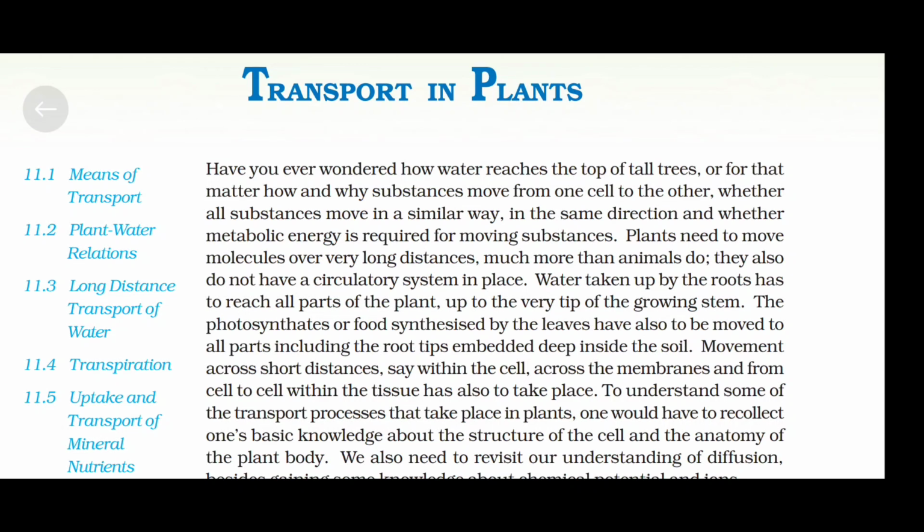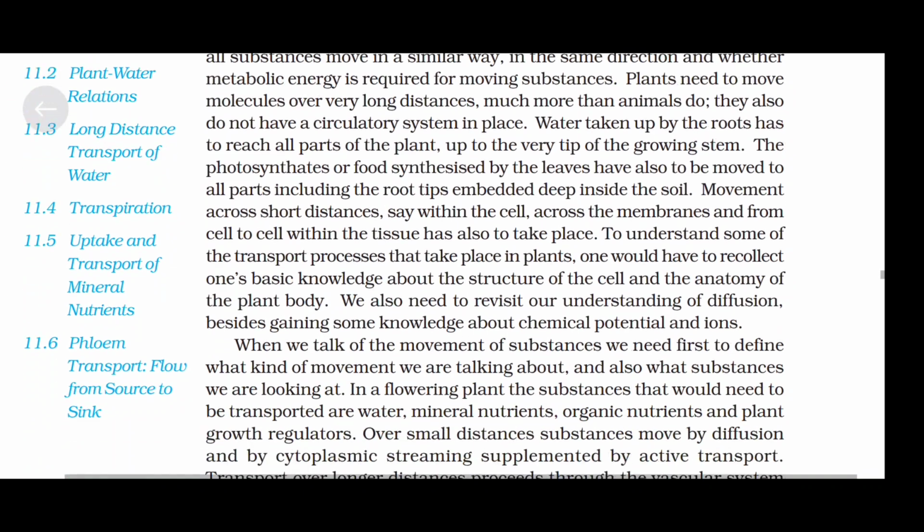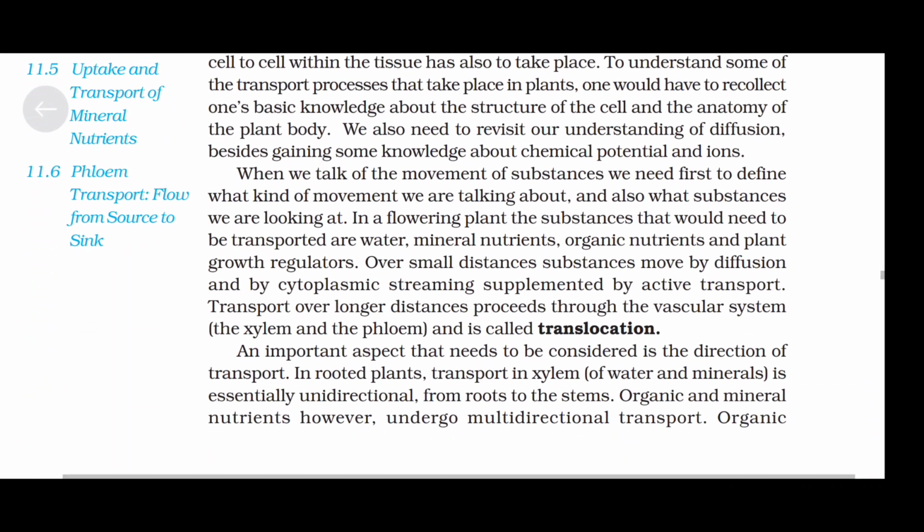Movement across short distances, say within the cell, across the membranes, and from cell to cell within the tissue, has also to take place. To understand some of the transport processes that take place in plants, one would have to recollect one's basic knowledge about the structure of the cell and anatomy of the plant body. We also need to revisit our understanding of diffusion besides gaining some knowledge about chemical potential and ions.